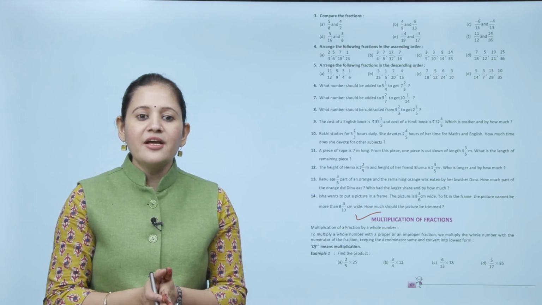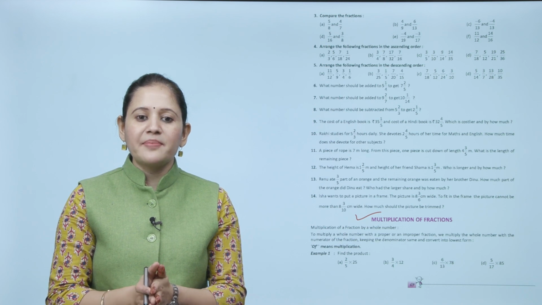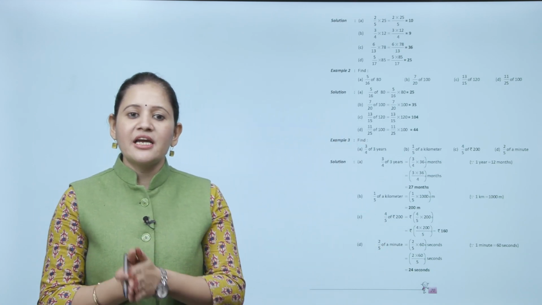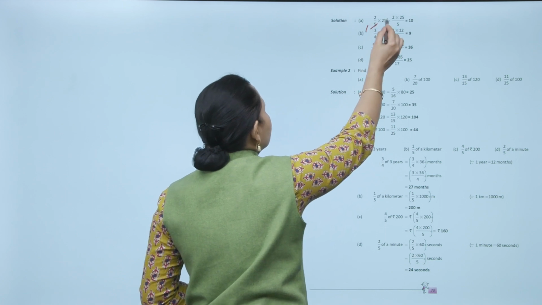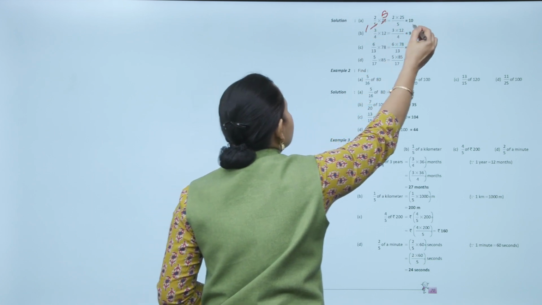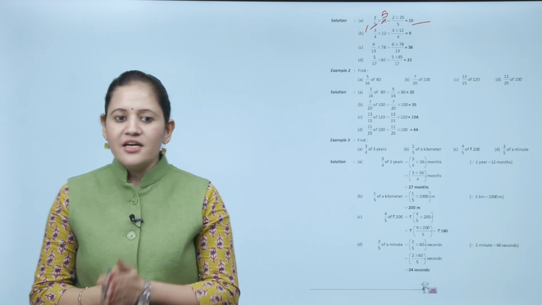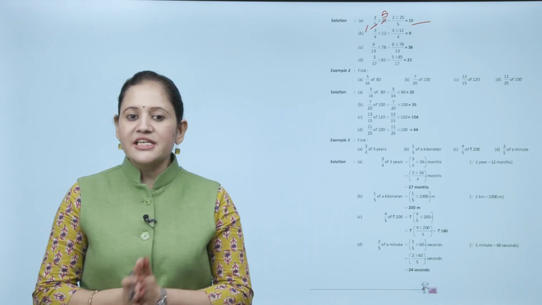We'll take an example. Find the product 2 by 5 multiplied by 25. So 2 by 5 को multiply करना है 25 से. 5 into 2, 10. So that will be our answer. You have to practice all the examples. We will move to next topic.